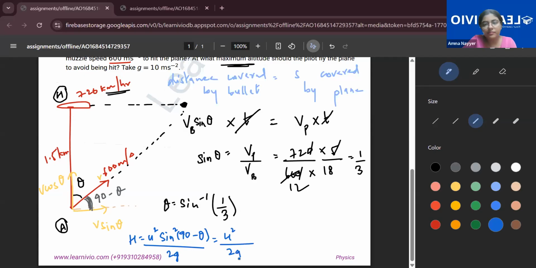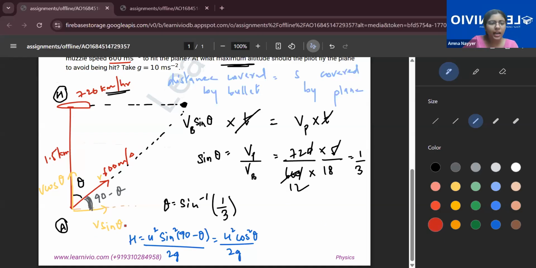Now one thing, sine square 90 minus theta can be written as sine 90 minus theta, which is cos theta. Yes, ma'am. So sine square 90 minus theta will become cos square theta. Now the problem is, from where do we get this cos theta? When you have even one of the angles, you can calculate the value of any angle.